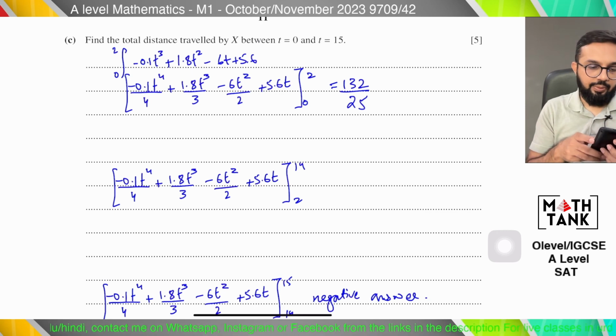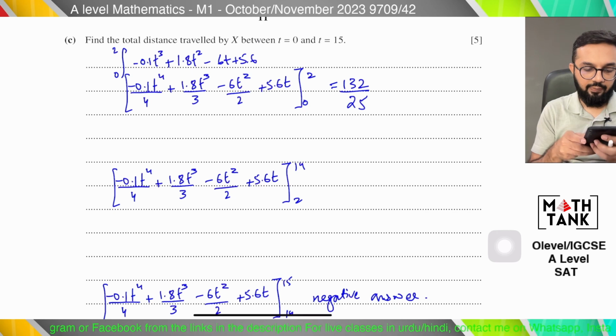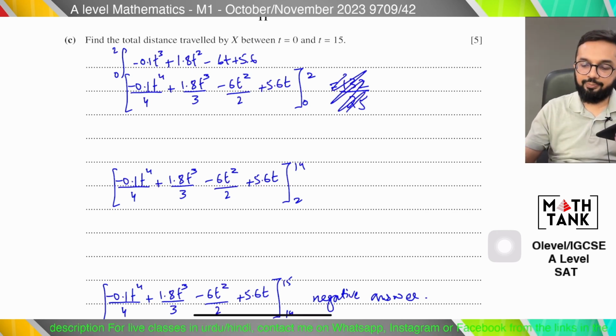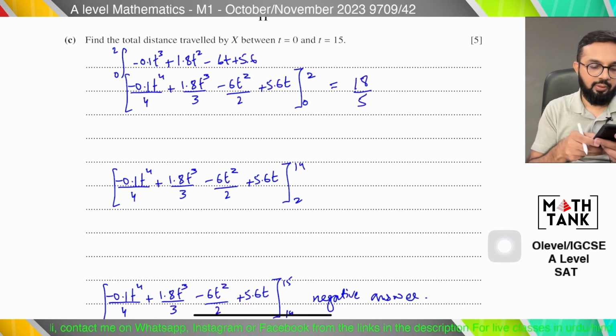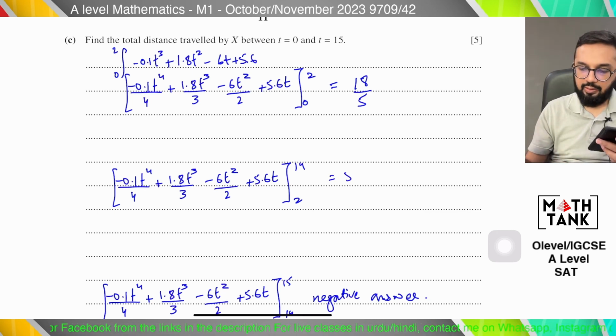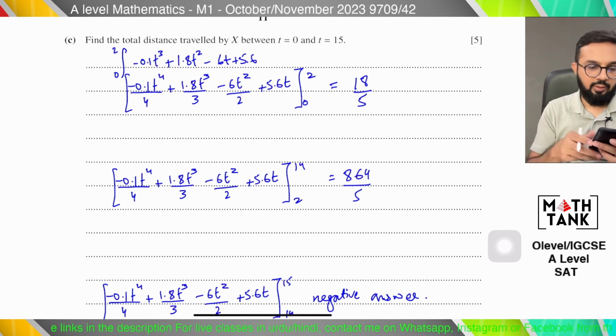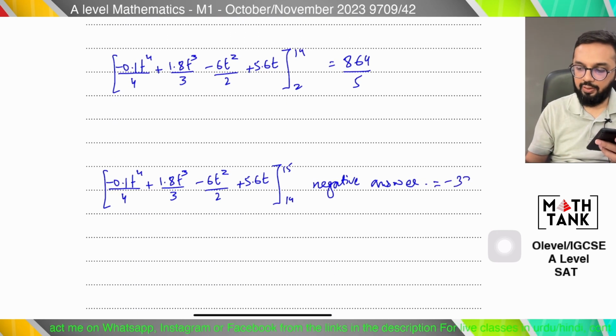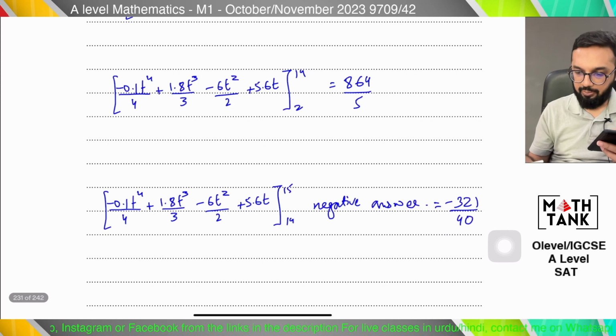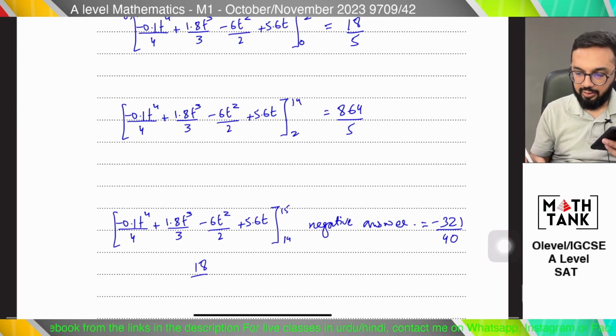Okay, that also wasn't right because I've typed it incorrectly. I haven't written an x. Yep. So 18 over 5, 864 over 5, and then from 14 to 15, this is minus 321 over 40. That is what I expected, but I want the total distance traveled, so I'm going to say 18 over 5.